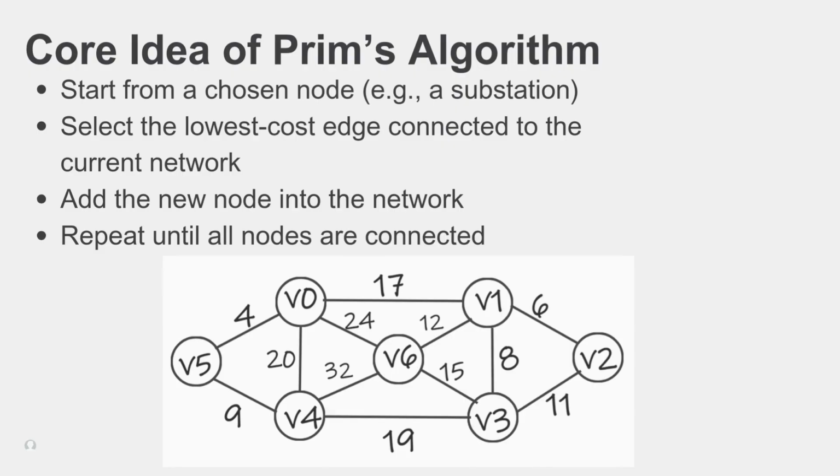Prim's algorithm starts from a chosen node, which can represent the main power source. At each step, the algorithm selects the lowest cost edge that connects the current network to a new node. After adding this edge, the network becomes larger and more nodes are connected. This process is repeated until all nodes in the network are connected. In this way, Prim's algorithm gradually builds a network with minimum total cost.